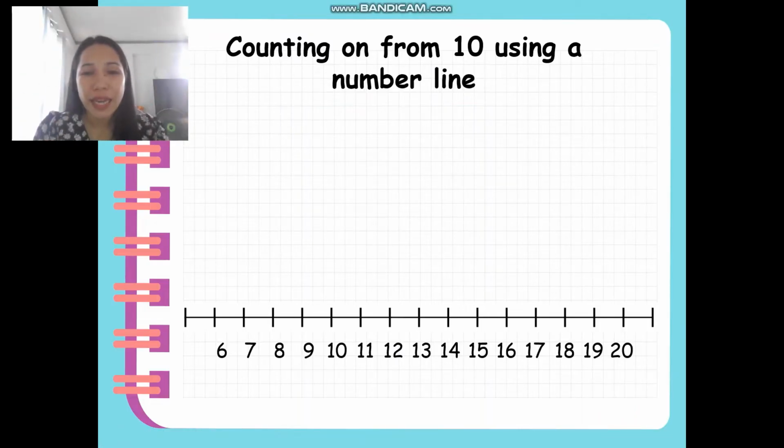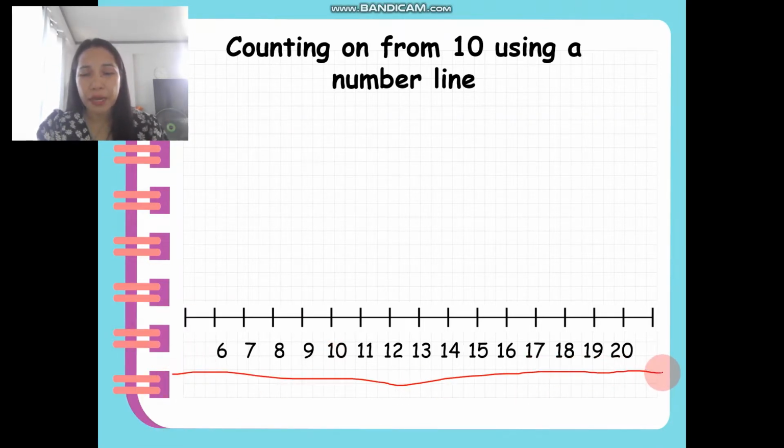Good morning, everybody. Today we are going to learn our method on counting on. This time we're going to count on from 10 using our number line. So for your information, a number line looks like this. Okay, this is what we call a number line. It starts from 1 down to 10 or 1 down to 20, or we can use a number line from 1 to 100. If you want, you can do that. Okay, so let's try to take a look at this problem using our number line in counting on.